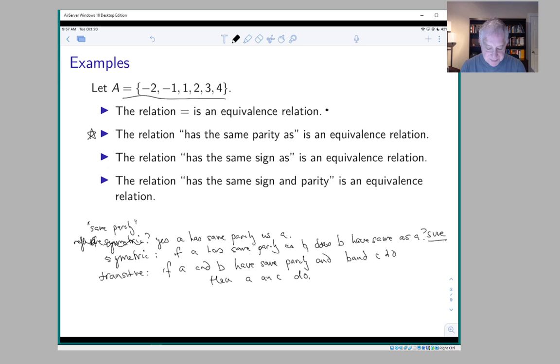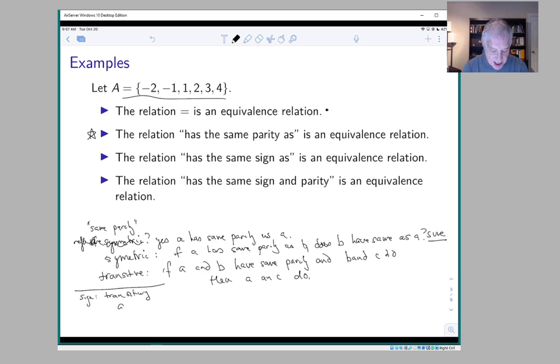They're both even. And the same thing can be done with "has the same sign as." First of all, a always has the same sign as a. If a has the same sign as b, then b has the same sign as a. And if a has the same sign as b and b has the same sign as c, then a has the same sign as c. We could check that one out for sign. Let's just check transitivity.